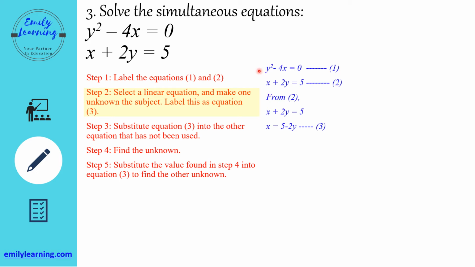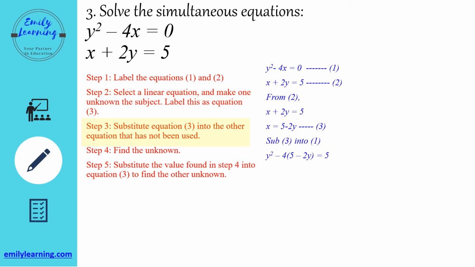So in this case, equation 1 is a non-linear equation, but equation 2 is the linear equation because x and y are both to the power of 1. So we will choose equation 2 to make one of the unknown the subject. In this case, we will make x the subject because it is easier because you only have one x but two y. Okay, so once you have made x the subject, label it as equation 3. And we have used equation 2 to make equation 3. So equation 1 has yet been used. So we will substitute equation 3 into equation 1.